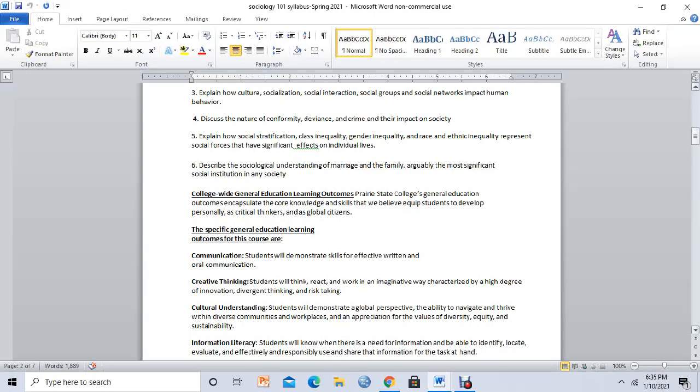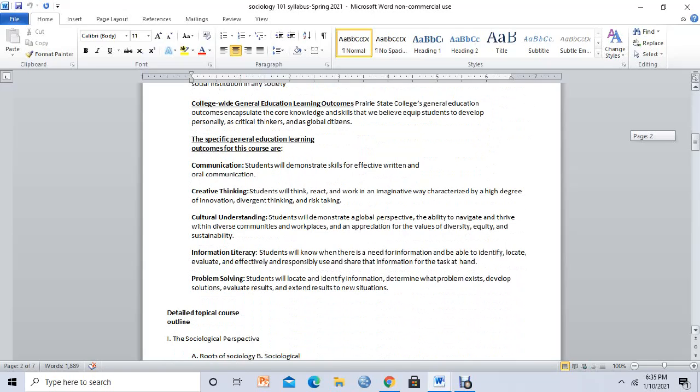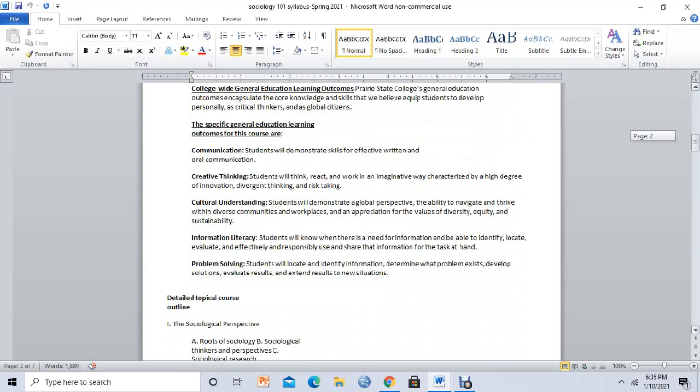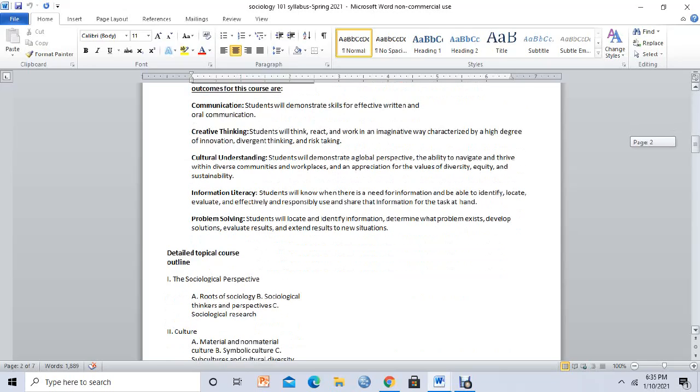Next, Prairie State General Education outcomes. They talk about the core knowledge and skills that we believe equip students to develop personally as critical thinkers and as global citizens. So this is just some of the education learned, of course: communication, creative thinking, cultural understanding, which is huge, information literacy, and problem solving.